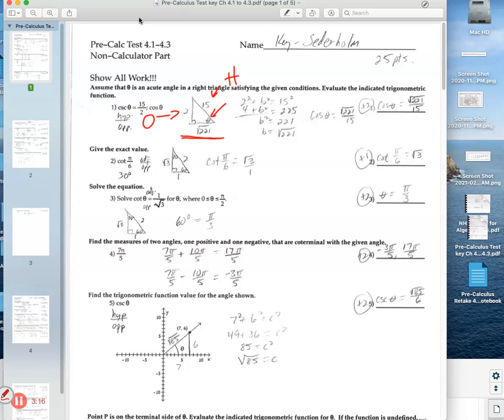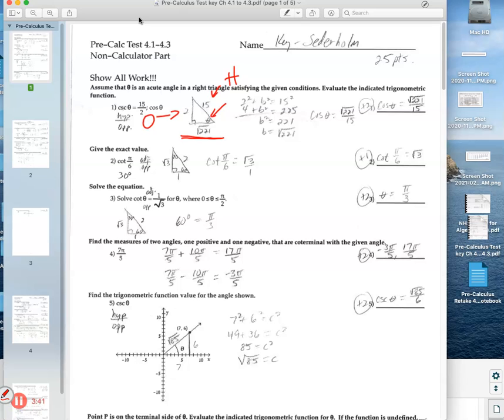And then you're going to have to use the Pythagorean theorem to figure out what the other side length is. And this was the non-calculator part. We didn't give you any numbers. We didn't assume that you have already memorized really over the years your perfect squares. So you get the square root of 221, and then you have to find the cosine. And cosine is adjacent over hypotenuse, so that's the square root of 221 over 15. Number two says, give the exact value.